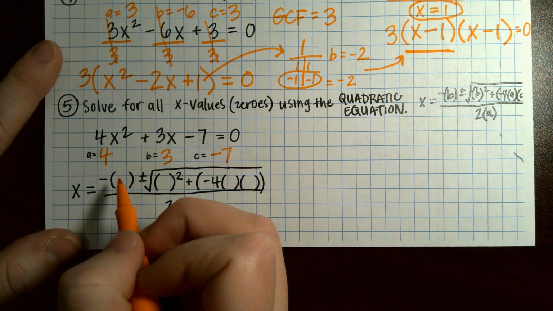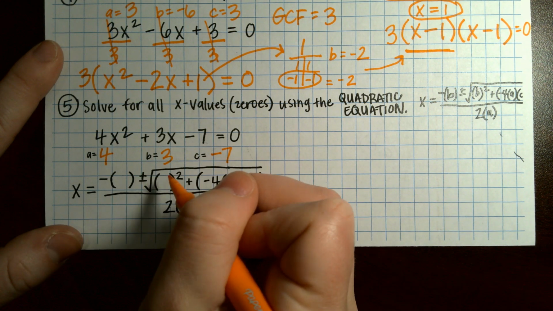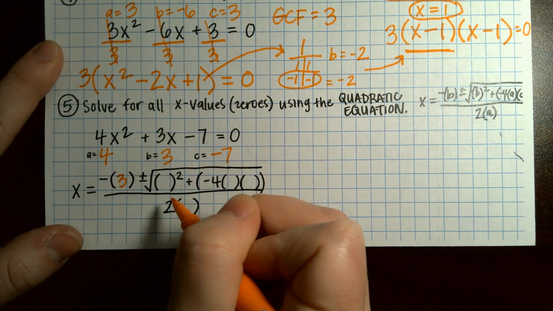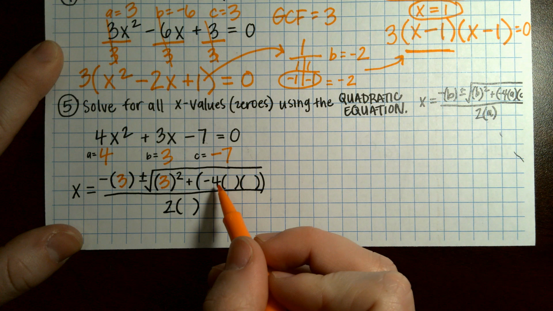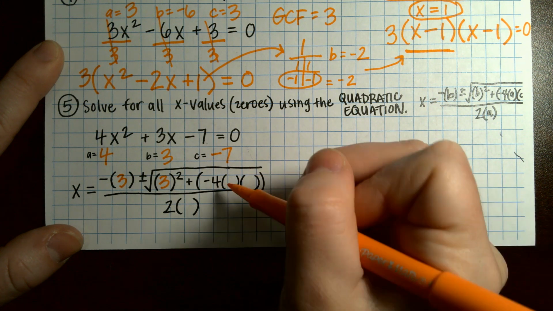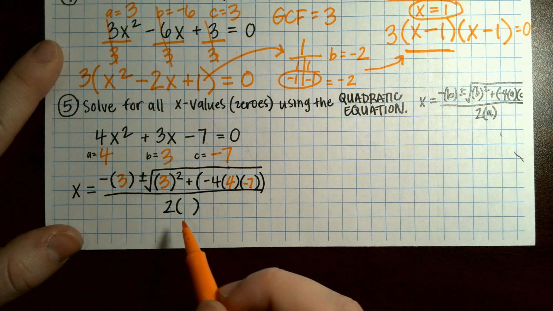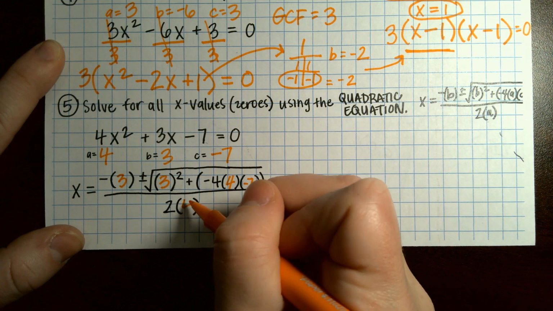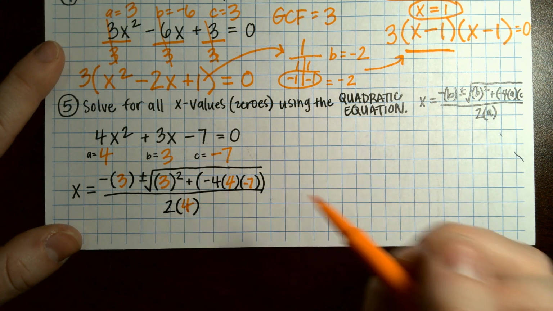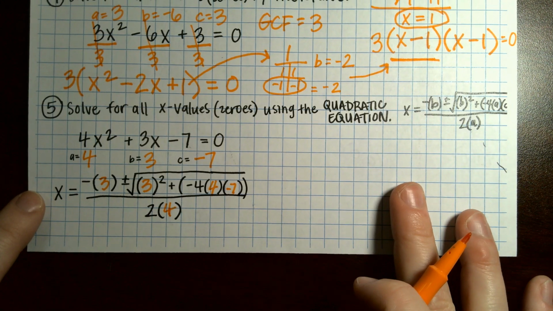So what goes in my first slot? 3. Yes, 3. And then 3 again. Times 4 times 4. -7. All over 2 times 4. 2 times A. Good. Okay. Here's our blank.